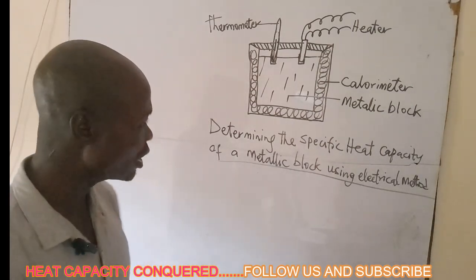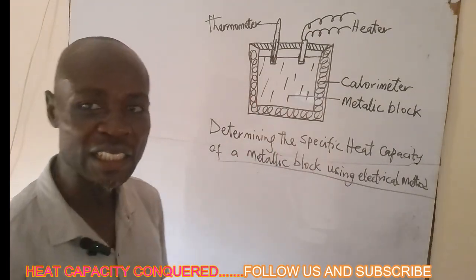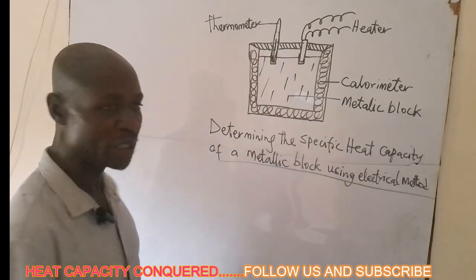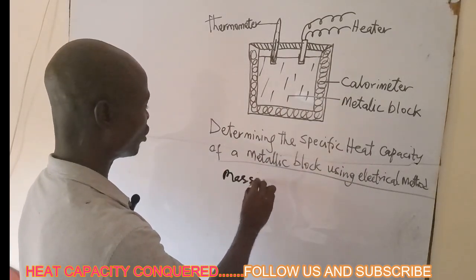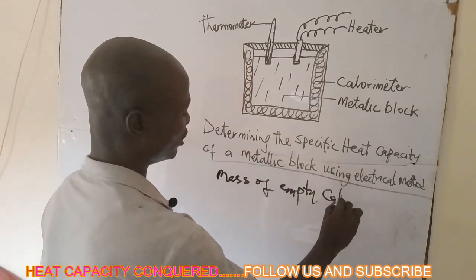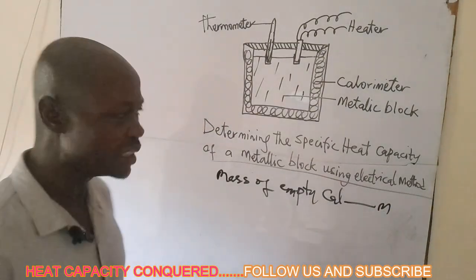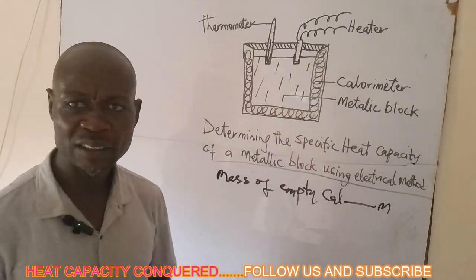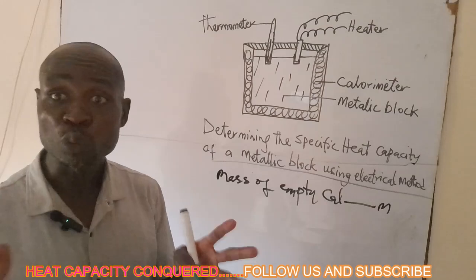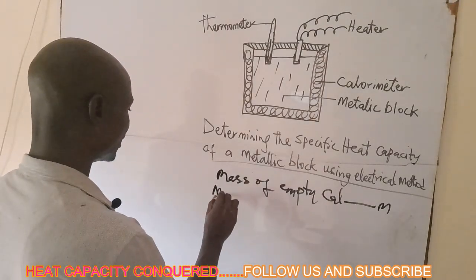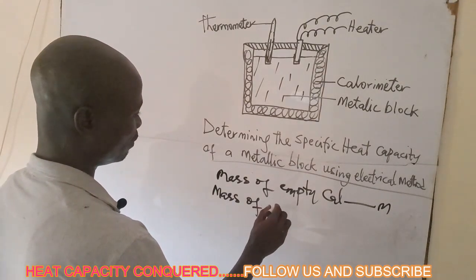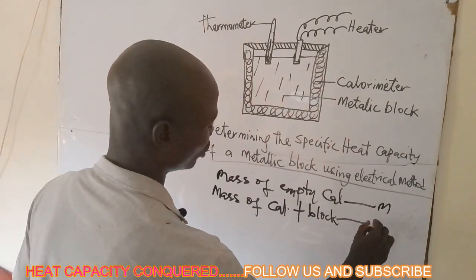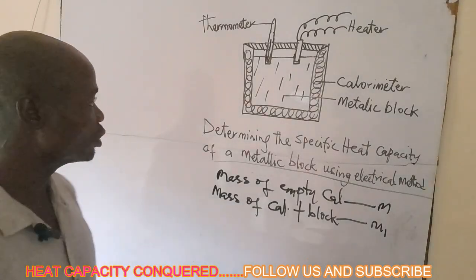So how do we do that? Well, first of all, weigh a calorimeter when it is empty, and then let the mass of the empty calorimeter be m1. So we write mass of empty calorimeter, and we take it to be M. Weigh it empty, and then we insert a metallic block in it. We reweigh it, so we now say mass of calorimeter plus block, and that gives us M1.